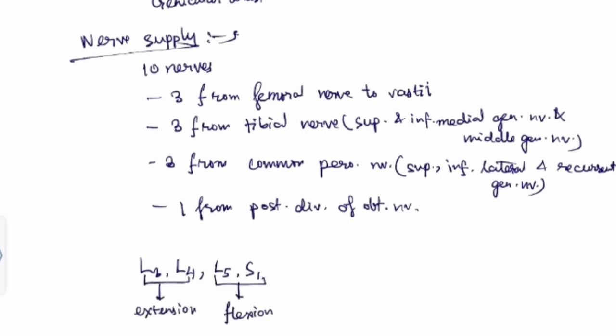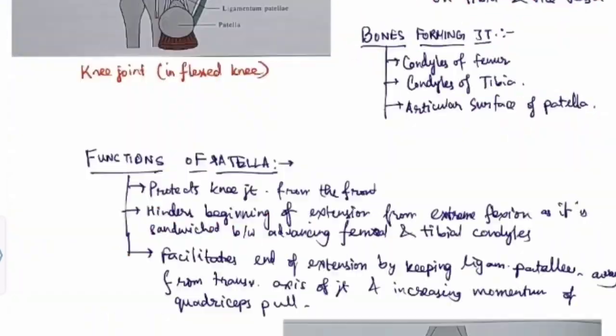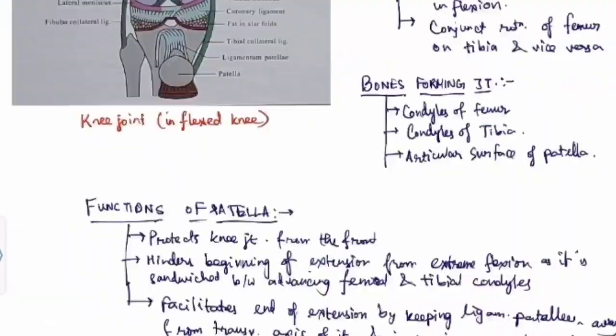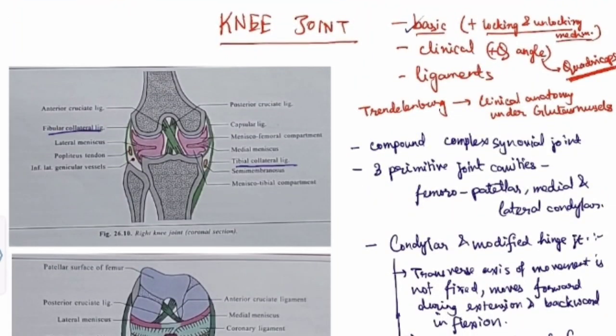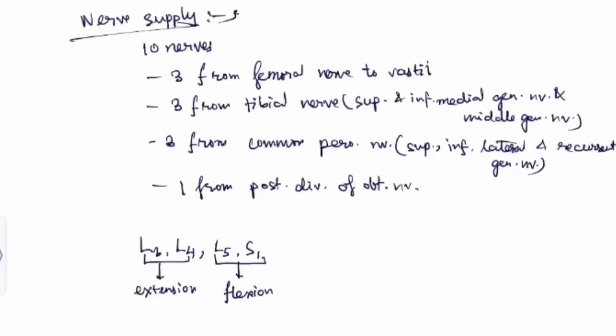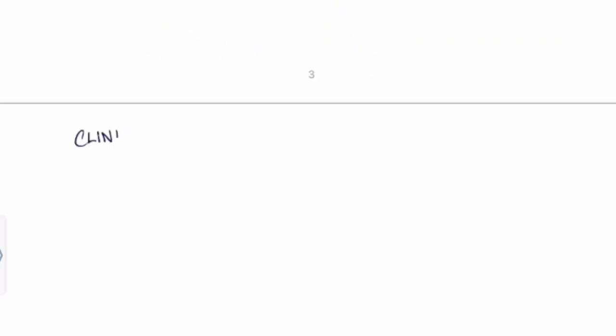So with this we have come to the end of the basic discussion on the knee joint. You can see it has already consumed around 3 pages. So basically the basic discussions are over. Now we can move on to some clinical correlates, after which I'll be covering the locking and unlocking mechanism. So first of all, going to the clinical correlates. I'll go on the next page, clinical anatomy.